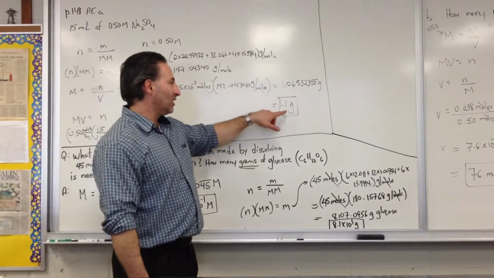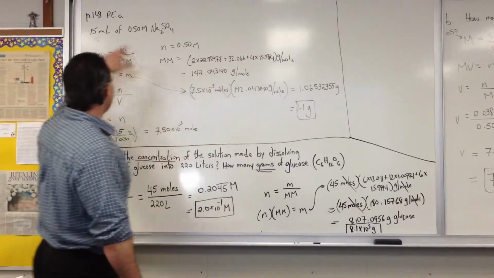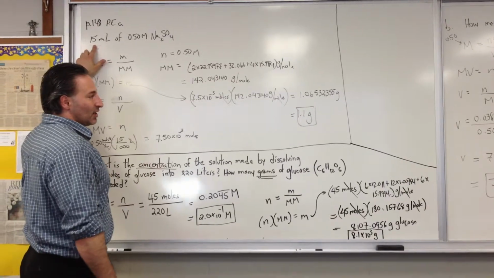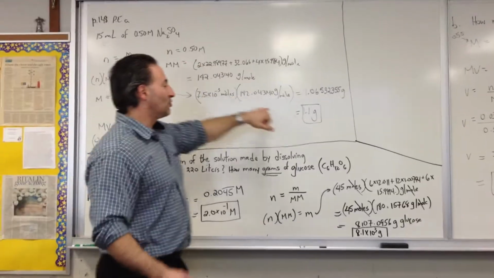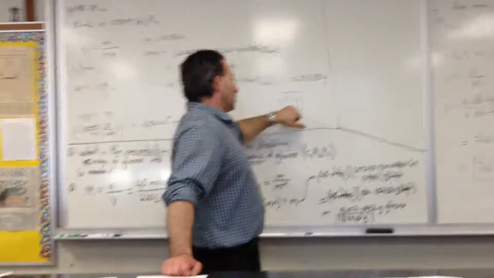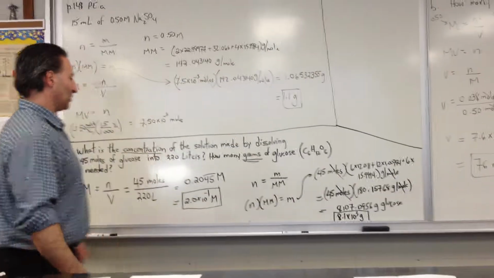Then when we report it, because we're constrained by the fact that there were only two significant figures in one of the numbers that we use for the calculation, we're constrained to use only two numbers to report the answer. So the answer is 1.1 grams once we round it off.